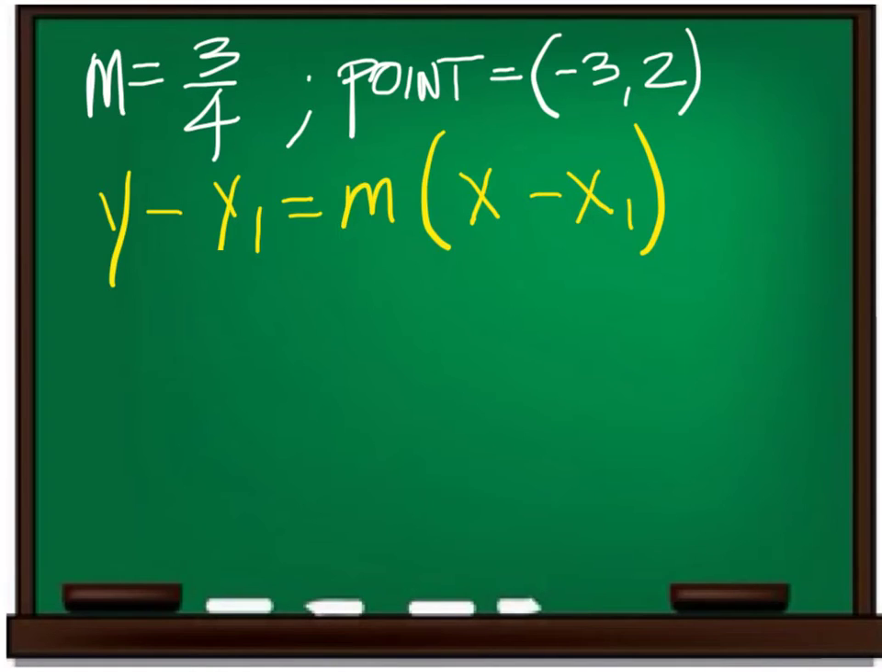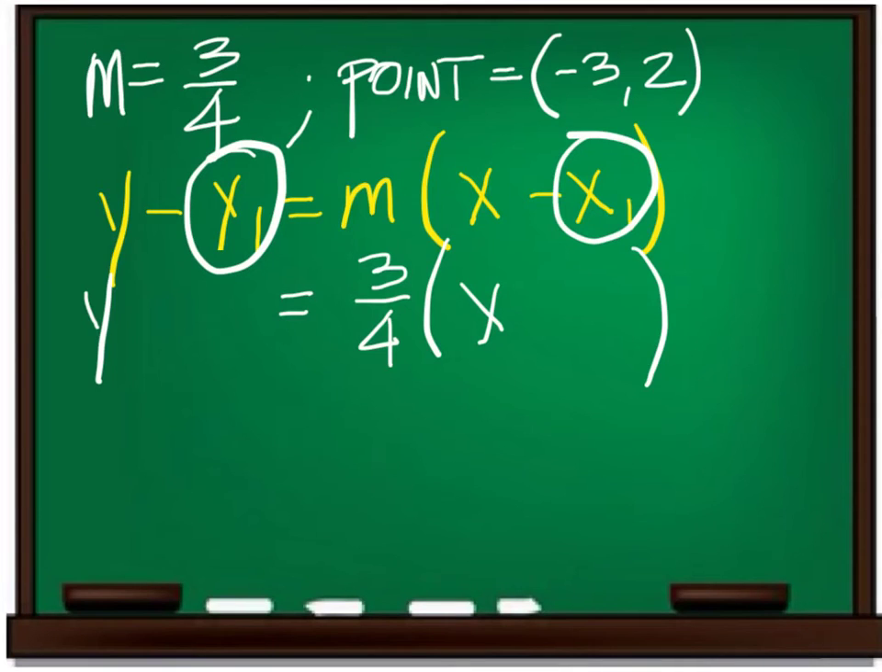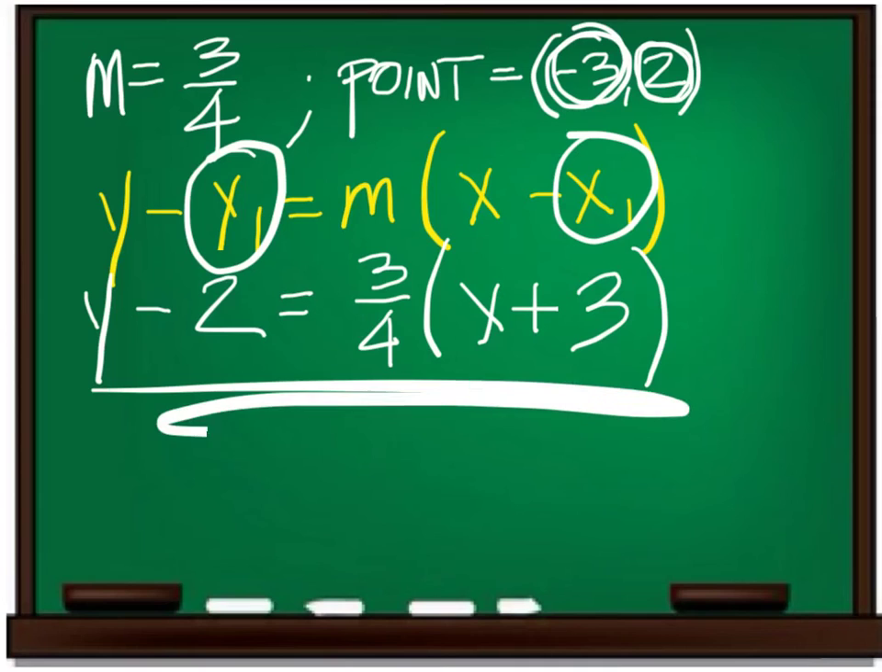Plug in the slope for m, 3 over 4. And the point goes here and here. A point is xy, negative 3, 2, xy. Your y is 2. If the y is positive, then you're keeping this minus sign and just writing 2. For the x, in the formula it's minus. In the point, it's negative. Minus a negative is plus. That's it.